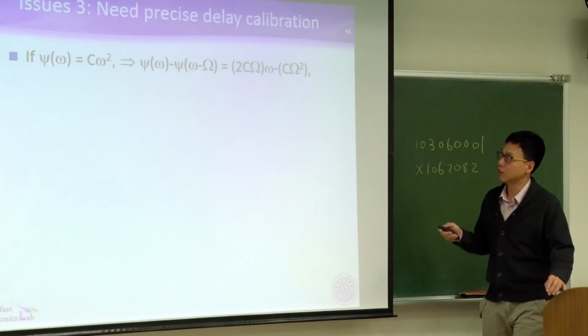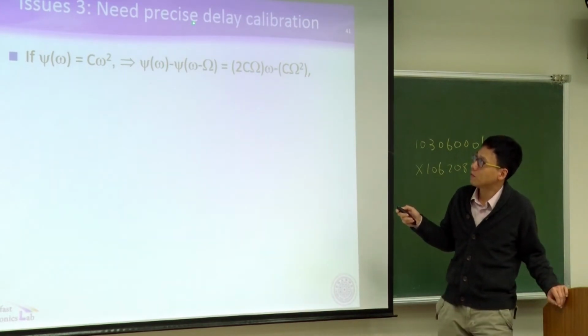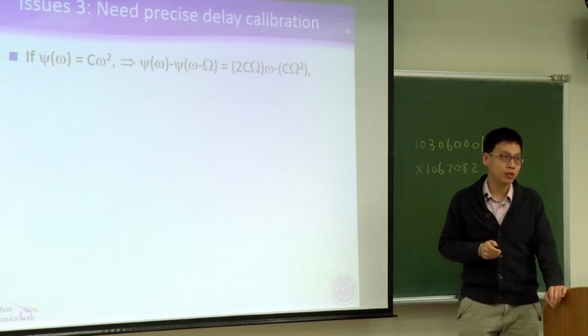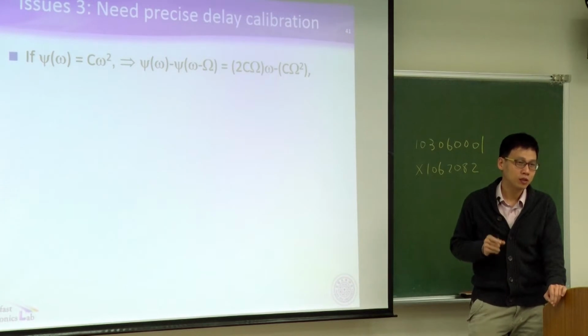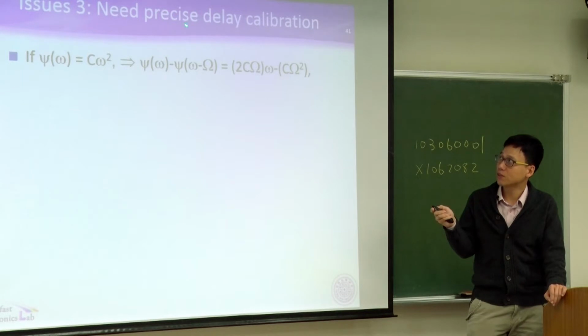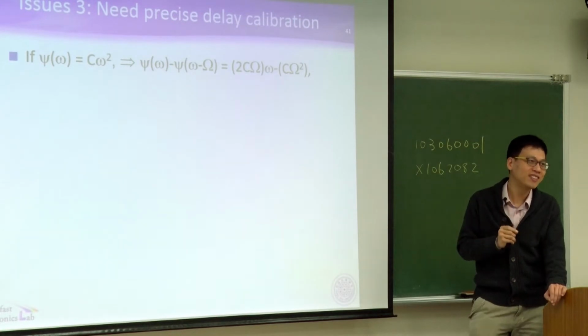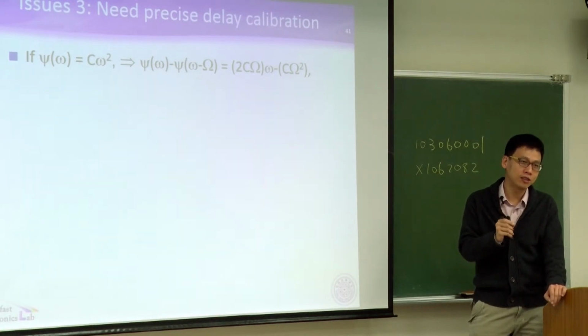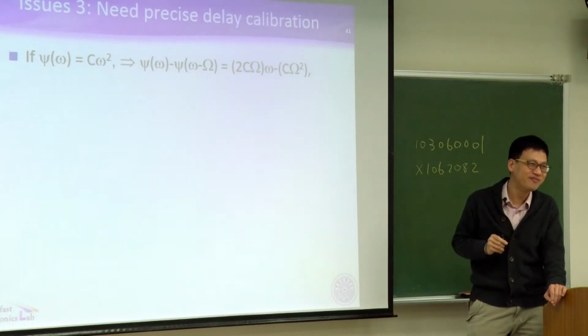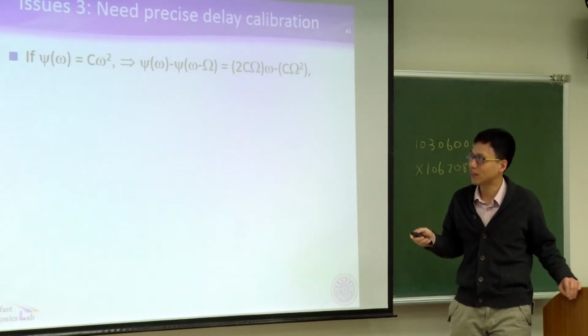The third issue is that SPIDER needs very precise delay calibration, because we need the delay in SPIDER, right? And this sentence means we know the delay tau is very high. A small error about the delay tau would be a big problem. Okay, but why is that?